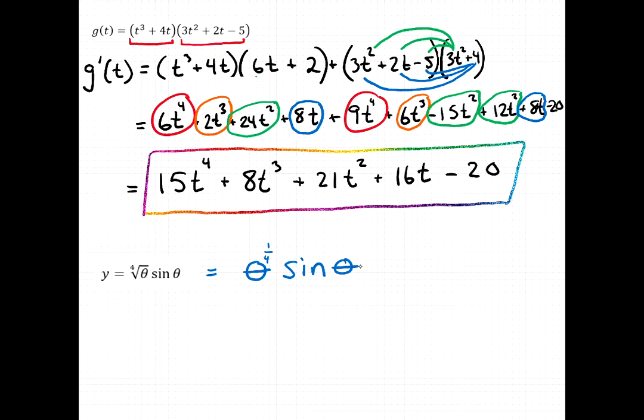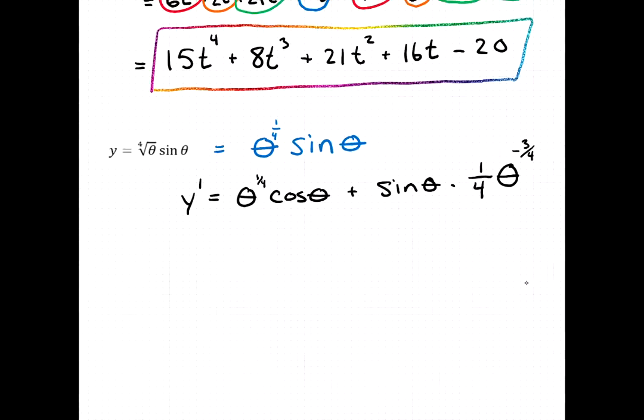All right. So when we take the derivative, y prime, we'll have the first factor, which is theta to the 1/4, times the derivative of the second, which is the cosine of theta, plus the second, which is the sine of theta, times the derivative of the first, which according to the power rule, the 1/4 comes out front and decreases by one. All right, so there's our derivative.